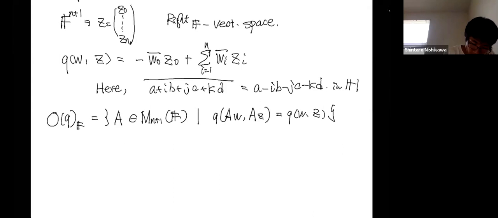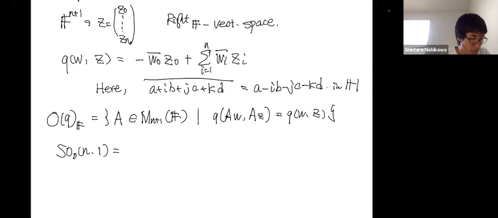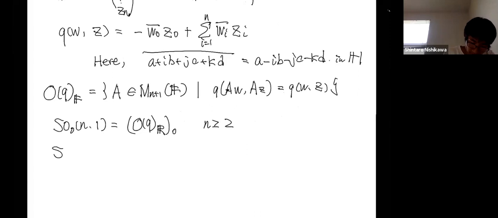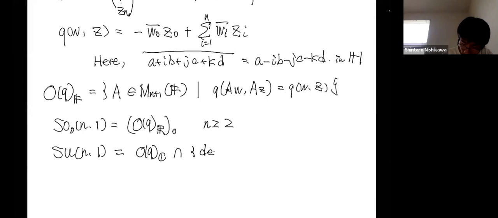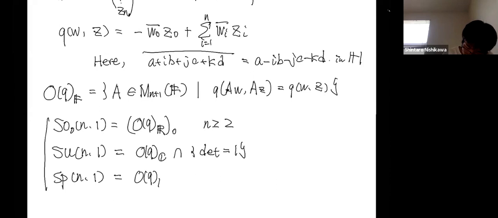And SO(n,1), SU(n,1), SP(n,1): just for the information, I'm going to define them. So SO0(n,1), which is a connected component of SO(n,1), is defined to be OQ, where the field is R, and then you take a connected component of that. And let's assume n is greater than 2. And SU(n,1) is defined to be OQ of complex numbers, but you should take determinant equals 1. And as for SP(n,1), today's main character, this is just OQ of quaternions, and you don't have to take determinant equals 1. Yeah, so these are the groups.